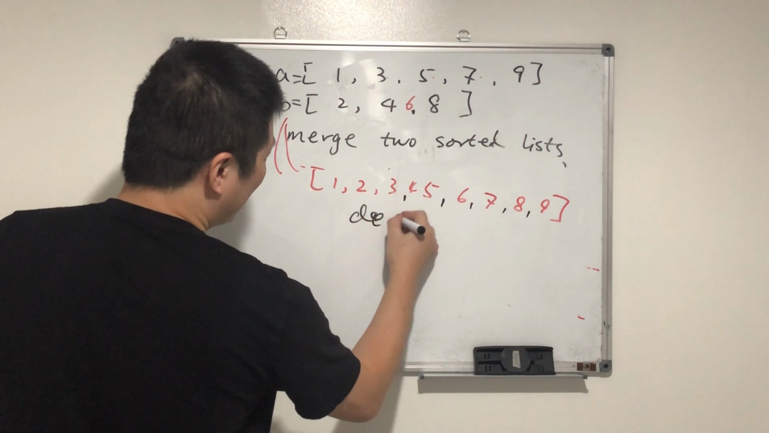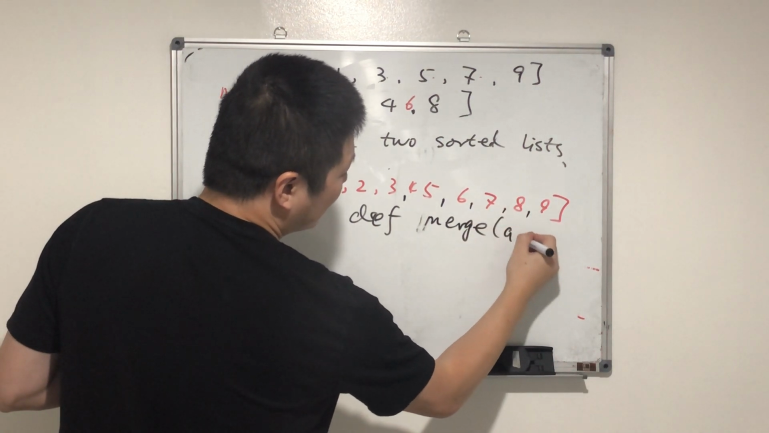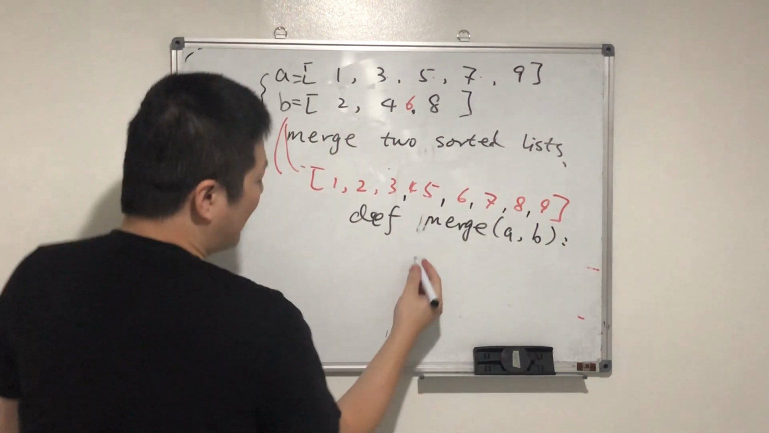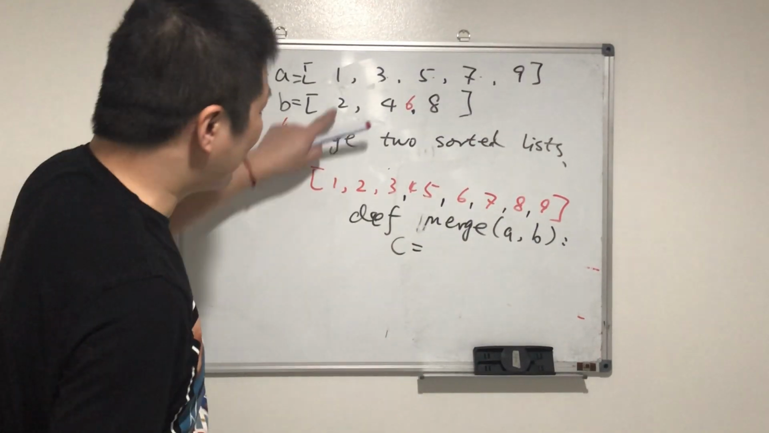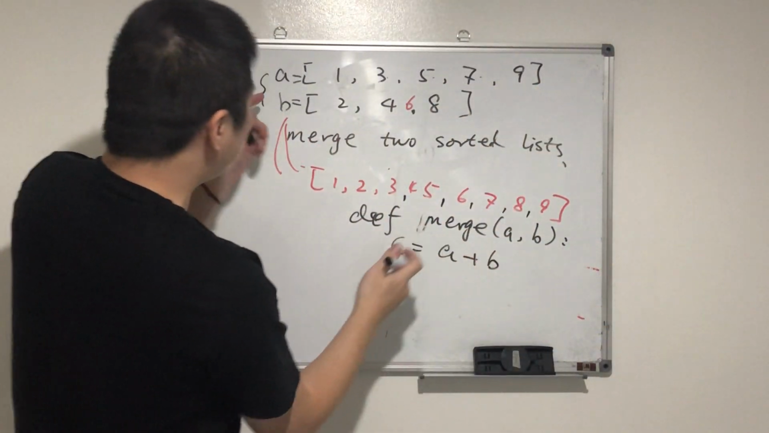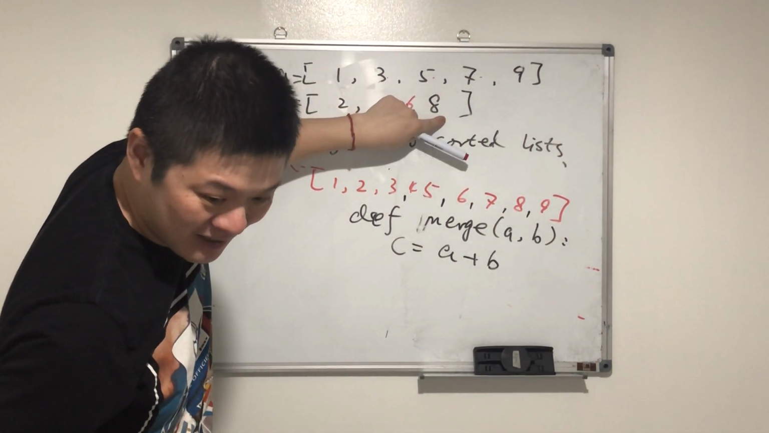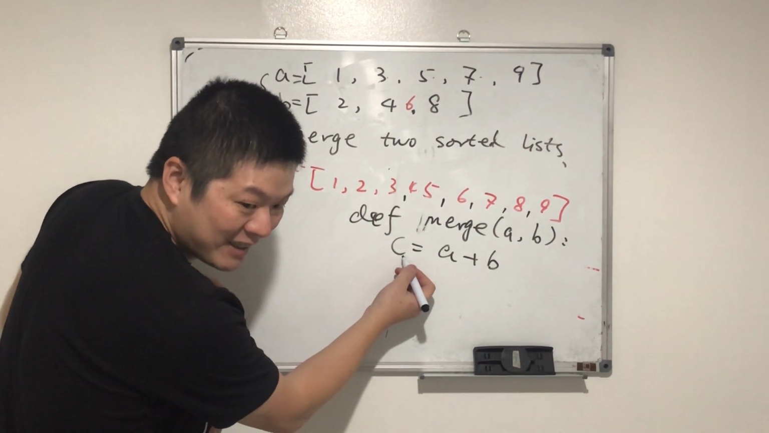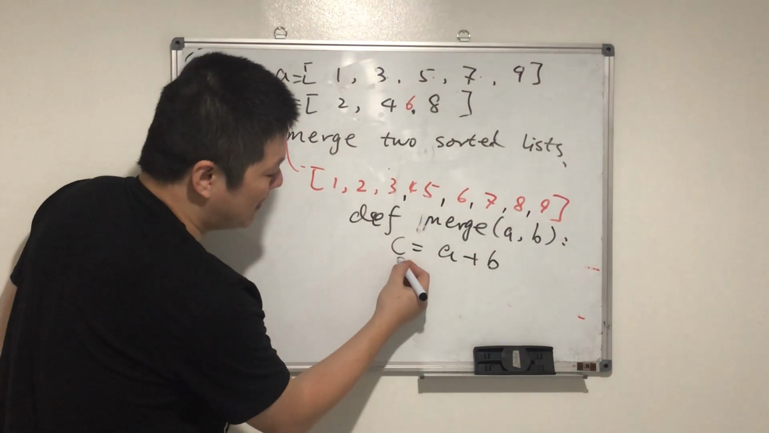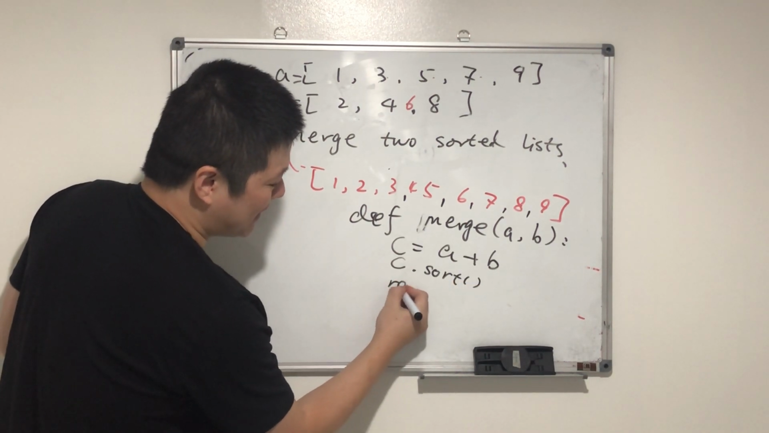Look, using def merge, A, comma, B, colon. And then C is the list. If I do A plus B, you put this list here, this list will become 1, 3, 5, 7, 9 and then 2, 4, 6, 8. And we need to sort this list. So Eric, can you remind me what we do to sort it? C dot sort. And that's it. Return C.